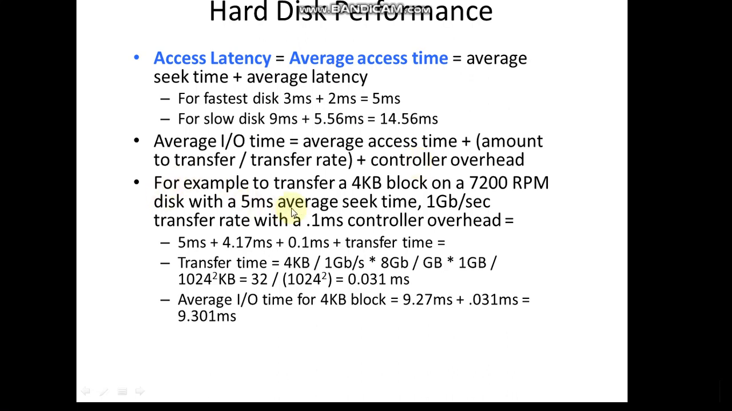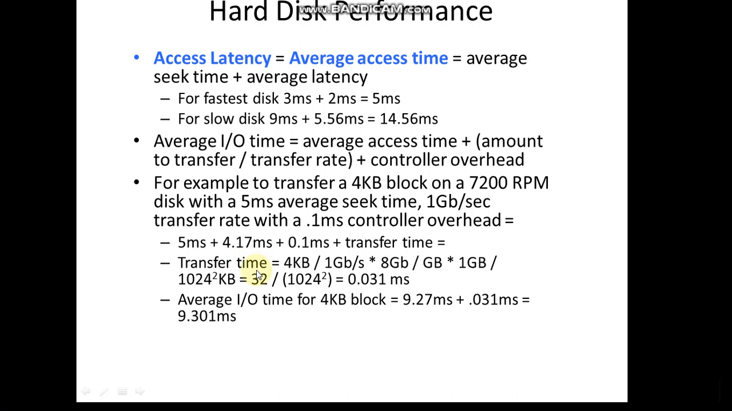Here is an example. Transfer a 4 kilobyte block on a 7200 rpm disk with a 5 millisecond average seek time, 1 gigabyte per second transfer rate, and a 0.1 millisecond controller overhead. What is the average IO time? The way we are going to add it is 5 milliseconds average seek time, plus 4.17 milliseconds, plus 0.1, plus transfer time.